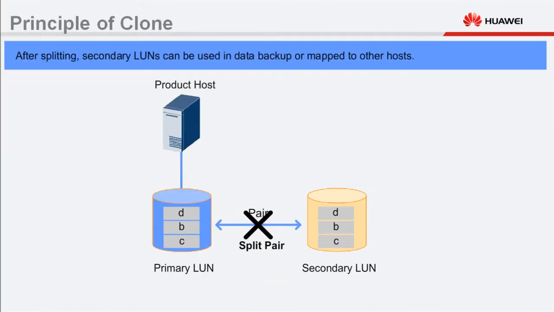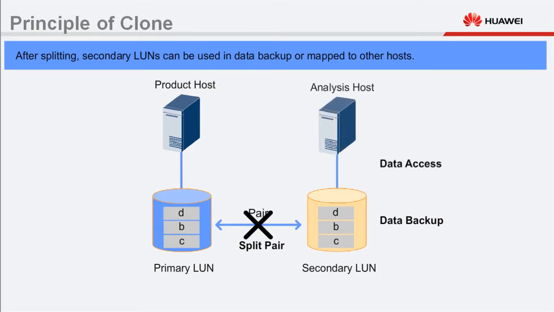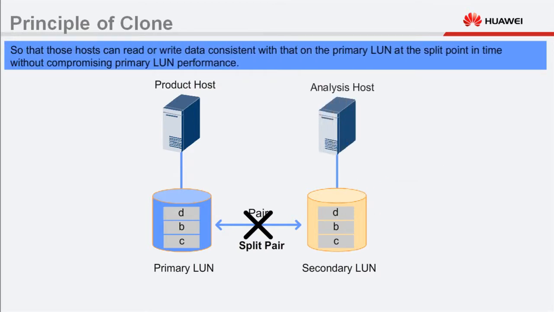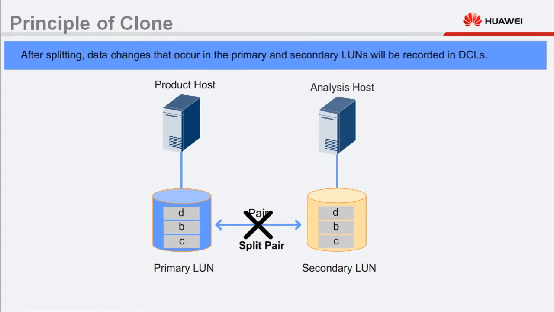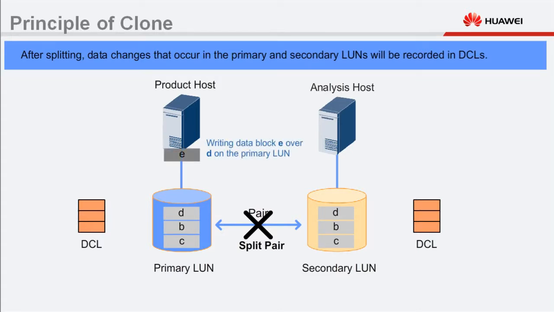After splitting, secondary LUNs can be used in data backup or mapped to other hosts so that those hosts can read or write data consistent with that on the primary LUN at the split point in time, without compromising primary LUN performance. After splitting, data changes that occur in the primary and secondary LUNs will be recorded in a DCL.